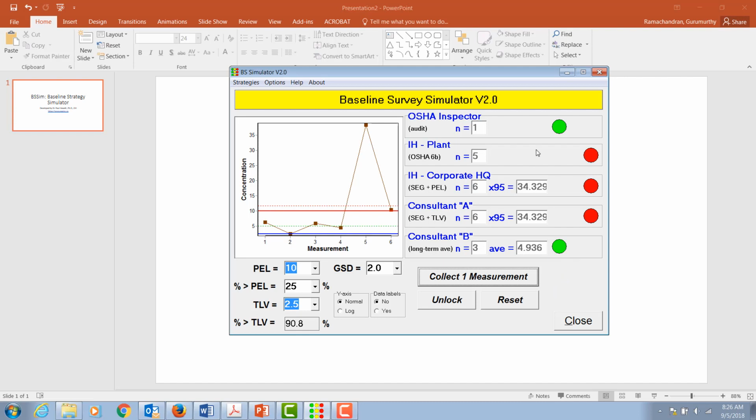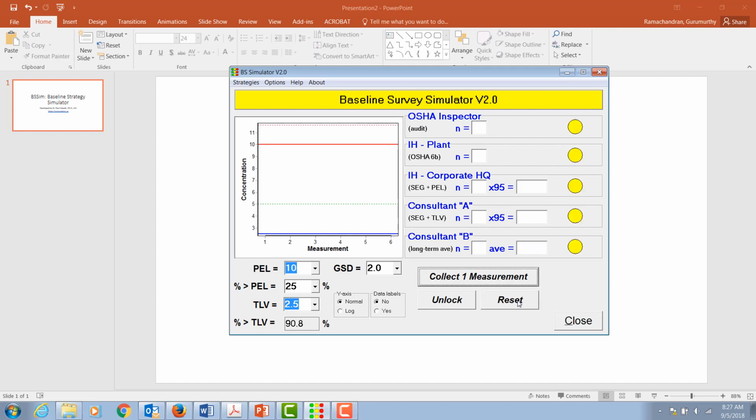So in this case, there are 2 people, the OSHA inspector and consultant B who uses the arithmetic average as a decision metric. They are essentially making the wrong decision, whereas these 3 people are making the correct decision. Let's reset it again and run through this exercise.